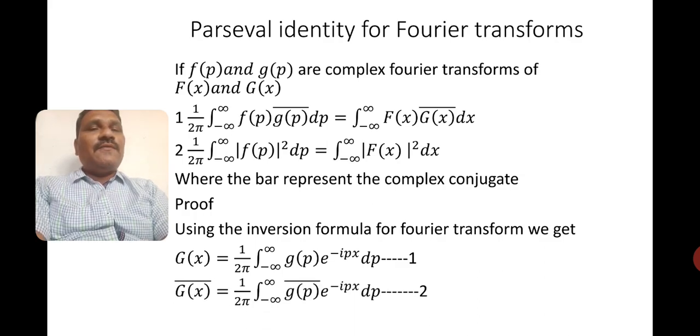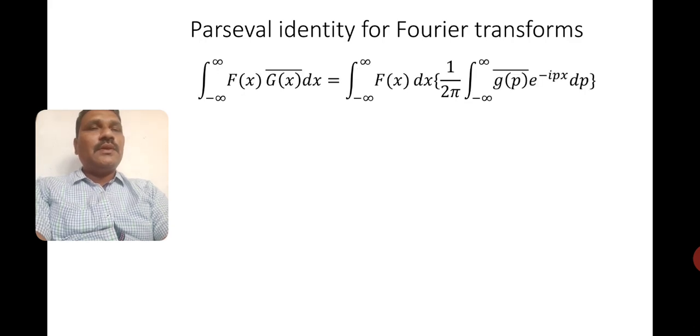And the conjugate of g of x is equal to 1 by 2 pi integral minus infinity to plus infinity g bar of p e to the power ipx dp. Equation 2 it is.